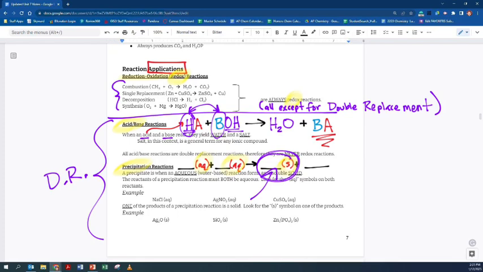So those are our applications. Find the type first. Four times out of five, we're just going to be saying redox is the application. That's a lot of it. But if it's double replacement, we have to look a little closer at what kind of double replacement it is, what application it has. So hopefully that's not too bad and it helped you get caught up.